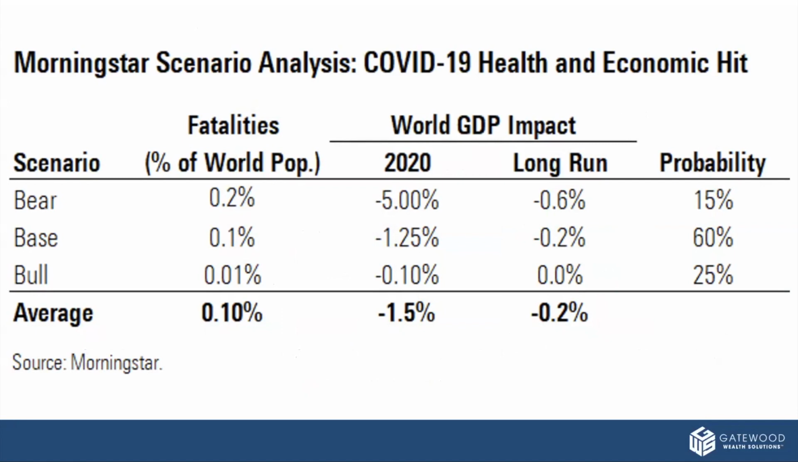Let's review the 3 scenarios in the model. The bear case scenario. The probability of this occurring is given a 15% weighting. It assumes 30% of the global population is infected and a 0.8% mortality rate, or 0.8% of the world population. 18 million deaths globally and 700,000 in the US. I want to repeat, this is the bear case scenario.